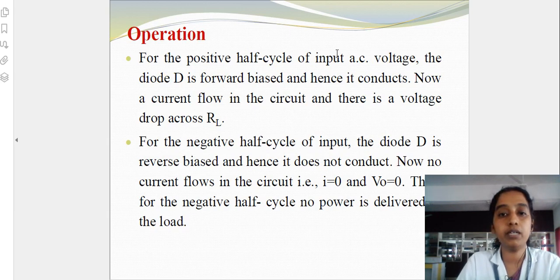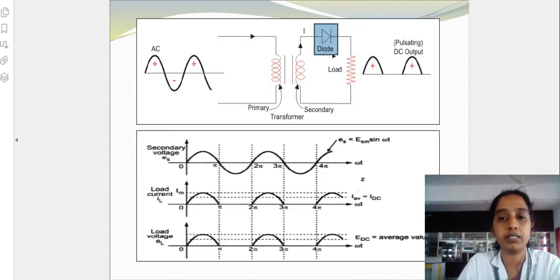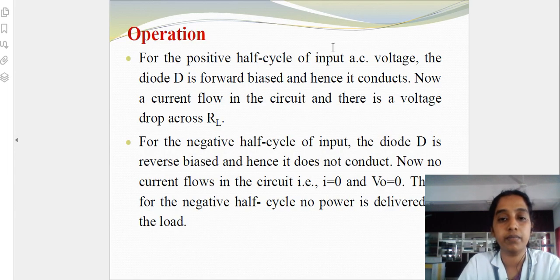Now the current flows in the circuit and there is a voltage drop across RL. For the negative half cycle of the input, the diode D is reverse biased and does not conduct during the reverse bias. And no current flows through the circuit. So my current value will be 0, voltage value will be 0. Thus, for the negative half cycle, no power is delivered to the load.